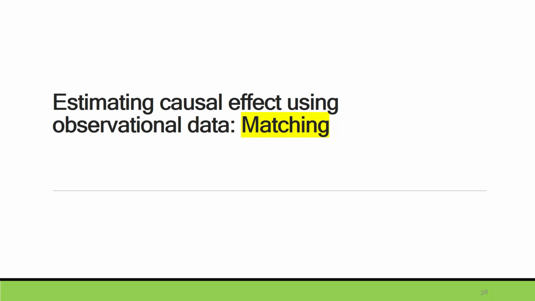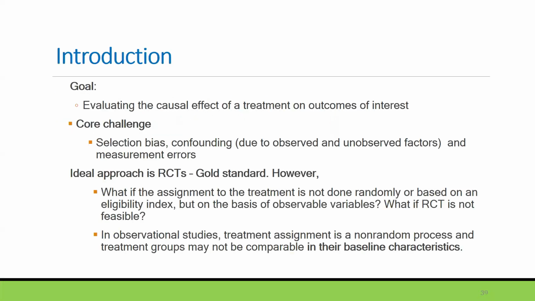How do we estimate cause and effect from observational data using matching? Remember, the goal of every causal question is to estimate the effect of a treatment, a policy, or an intervention on the outcome of interest. Let's say our treatment is diabetes and the outcome is depression. The goal is to estimate the causal effect of diabetes on depression.